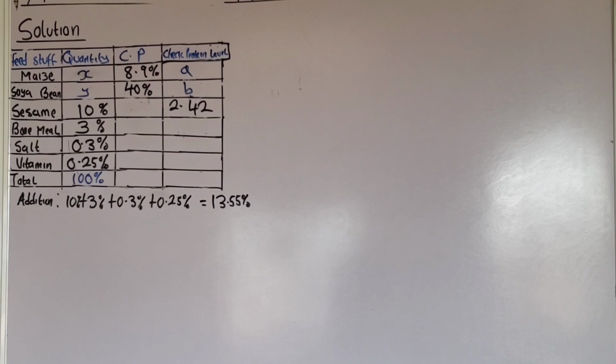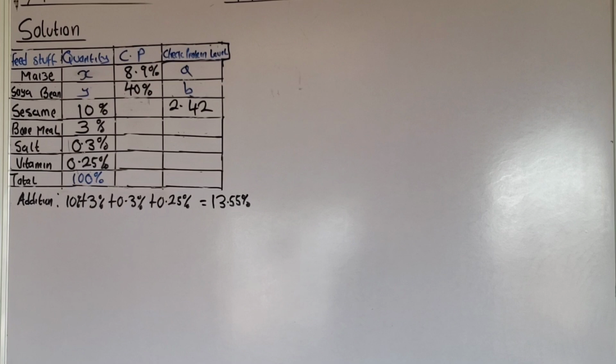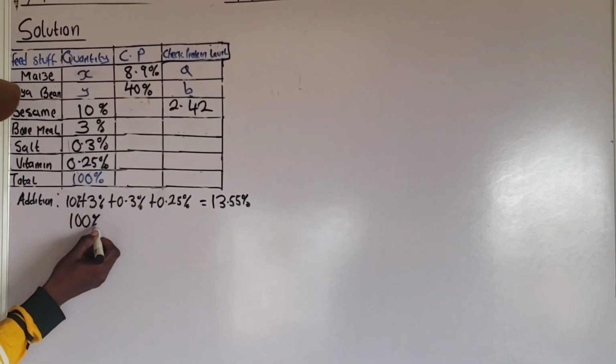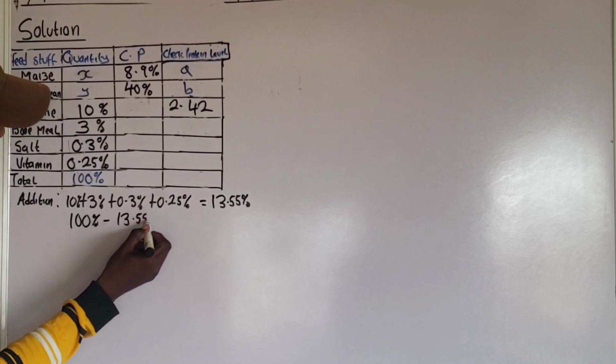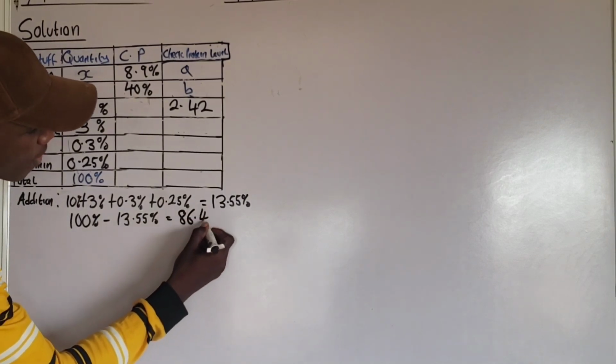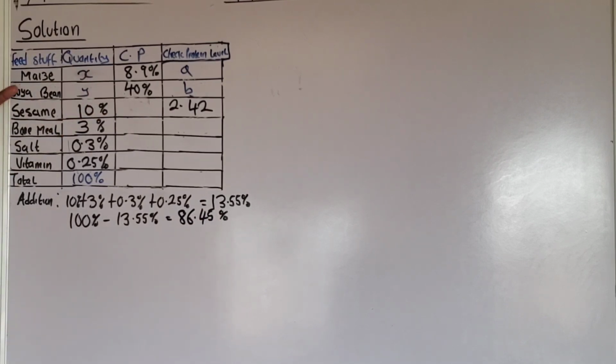Listen to the explanation again. All of these must be 100%. The reason why the first step is to add all the fixed ingredients is that I got 13.55%. Now I want to determine the percentage that is left for X and Y, which is for maize and soya beans. So I'm going to have 100% minus 13.55%. The answer is 86.45. So that is the percentage for maize and soya beans.